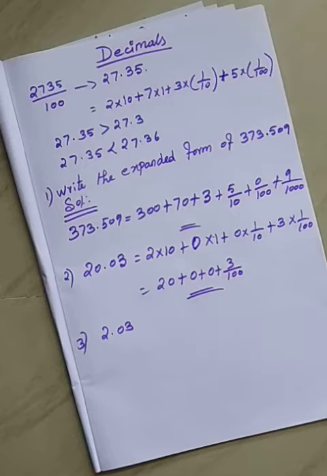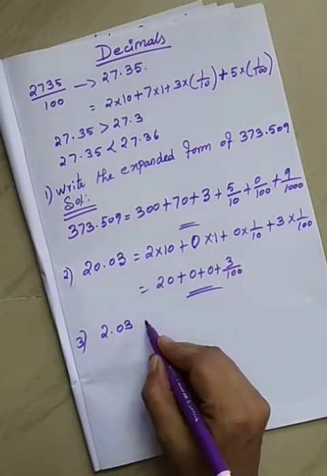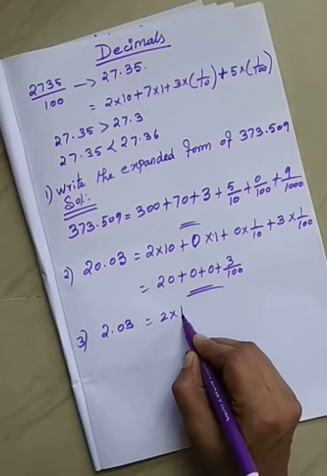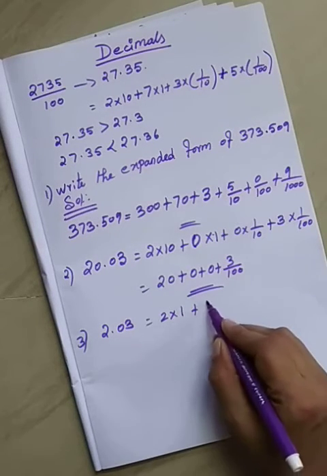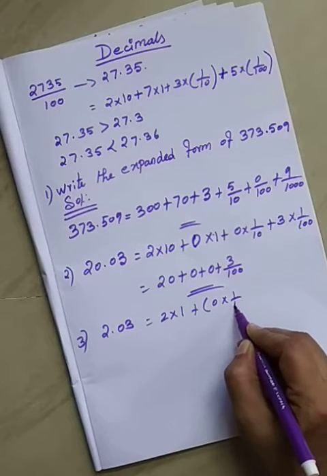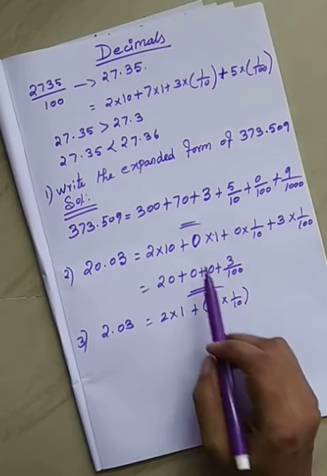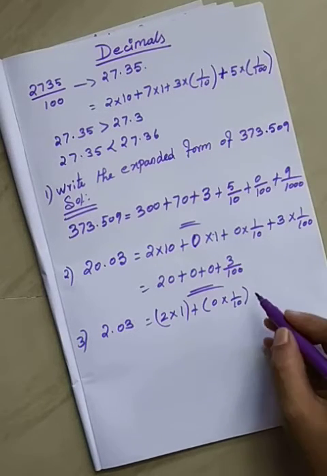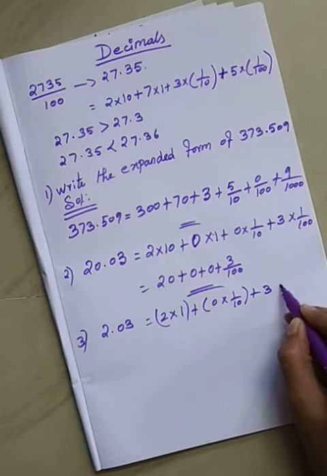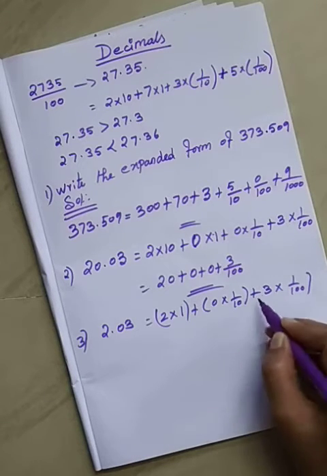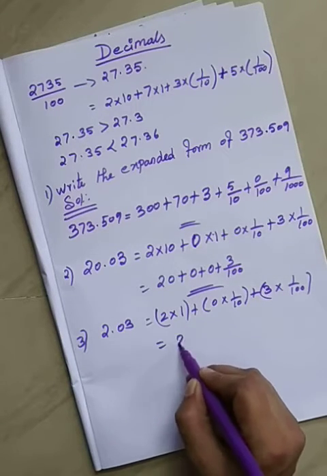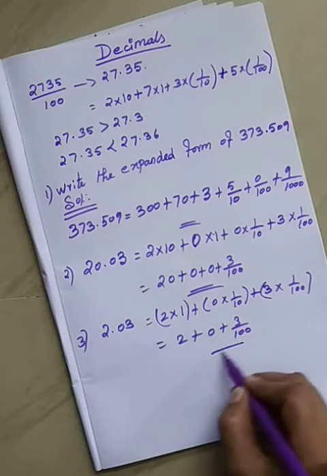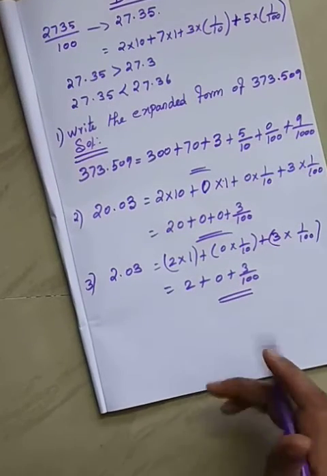Now you can see the third problem, 2.03. How can you write? This is the 1 place, that means 2 into 1, plus 0 into 1 by 10. You can put the bracket or otherwise directly write it, plus 3 into 1 by 100. Or otherwise you can write 2 plus 0 plus 3 divided by 100. Clear?